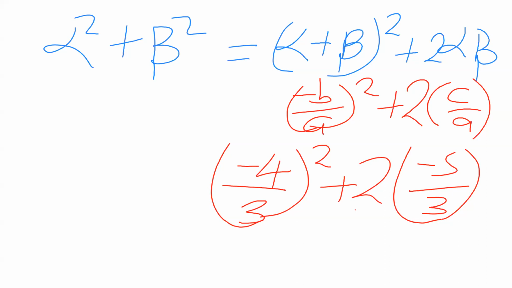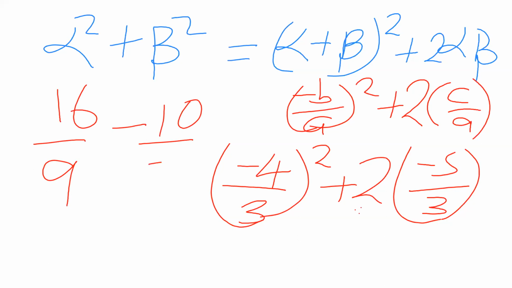And so what is negative 4 squared? It is positive 16, right? Yes. 3 squared is 9. So 9. This squared is everything. Then here you say 2 times the negative 5, which is negative 10, over 3.